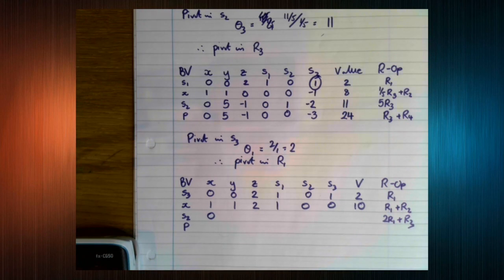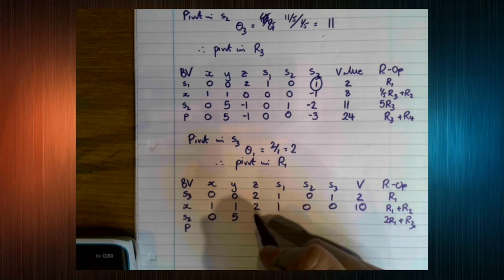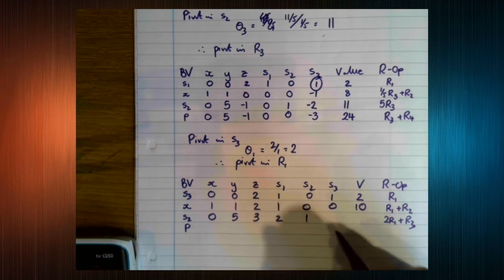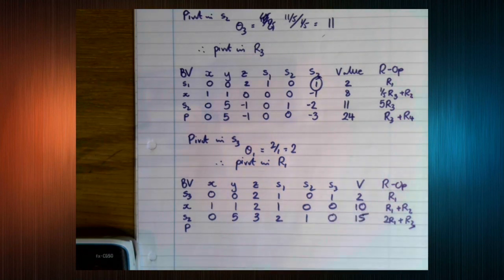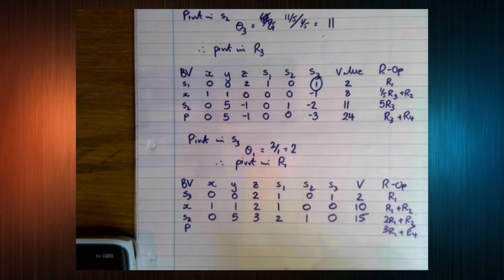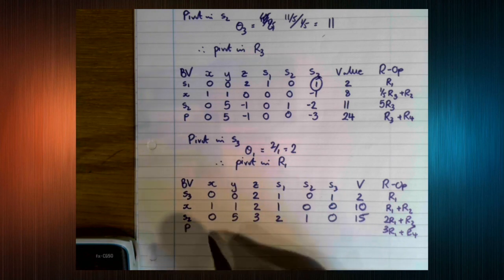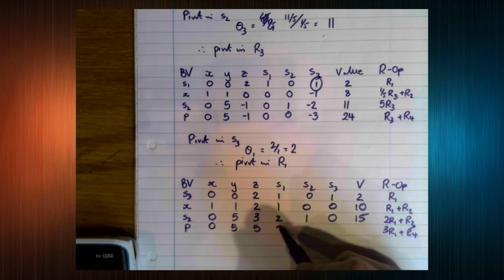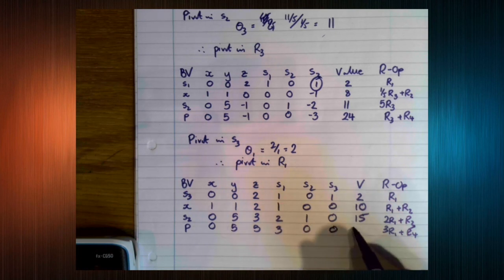Okay, so that means I need to go back and change it. So 0, 0, and that's a 10. Okay, so that's what I'm saying. Just be careful with that. Got 2 lots of R1 plus row 3. So 0, 5, 3, 2, 1, 0, 15. And then last one, 3 lots of R1 plus row 4. 0, 5, 5, 3, 0, 0, 30.